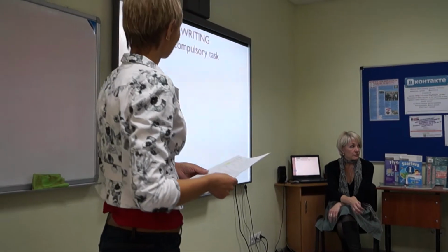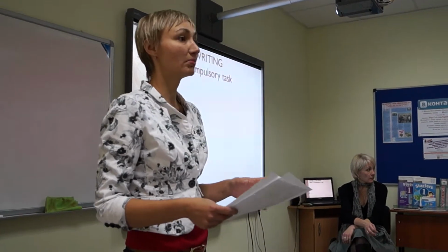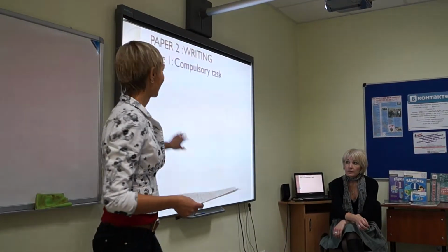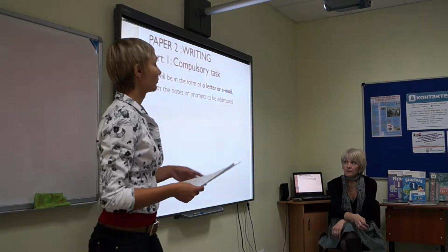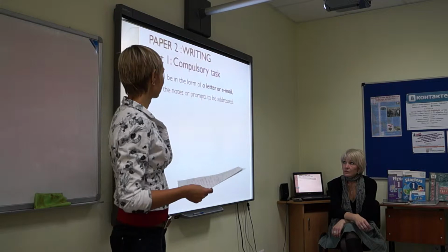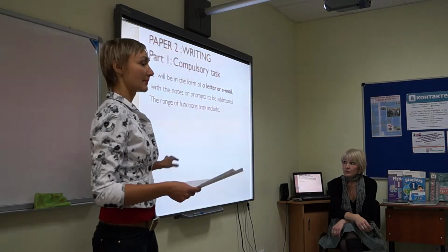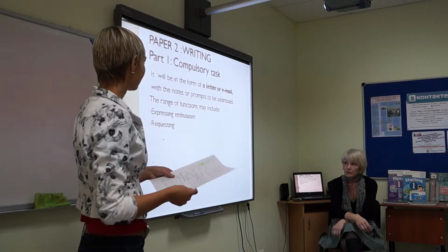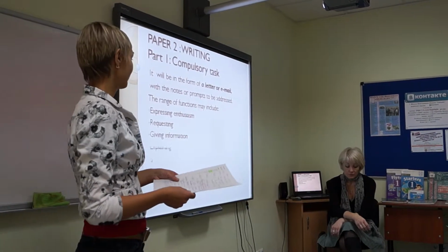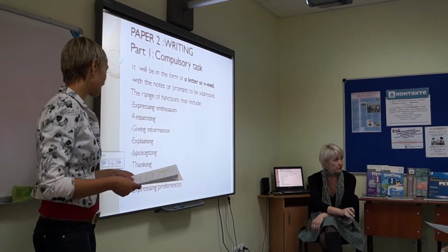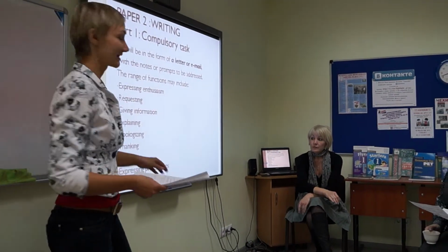So in this paper 2 writing, there are two parts. The first part is a compulsory task. It will be in the form of a letter or email, with an open prompt to be addressed. The range of functions may include the following: expressing opinions, requesting, giving information, explaining, apologizing, thanking, suggesting, and expressing preferences.